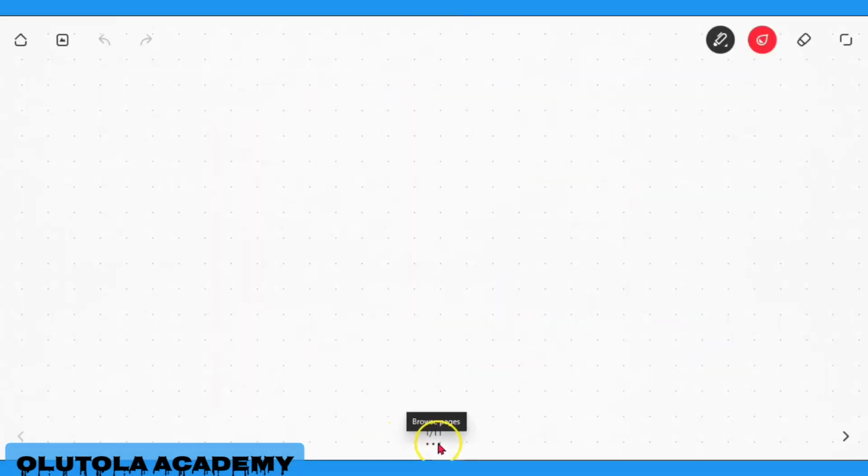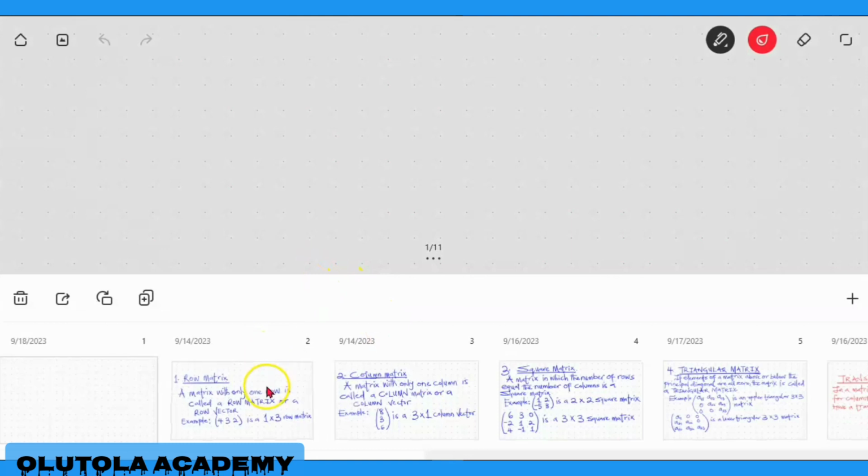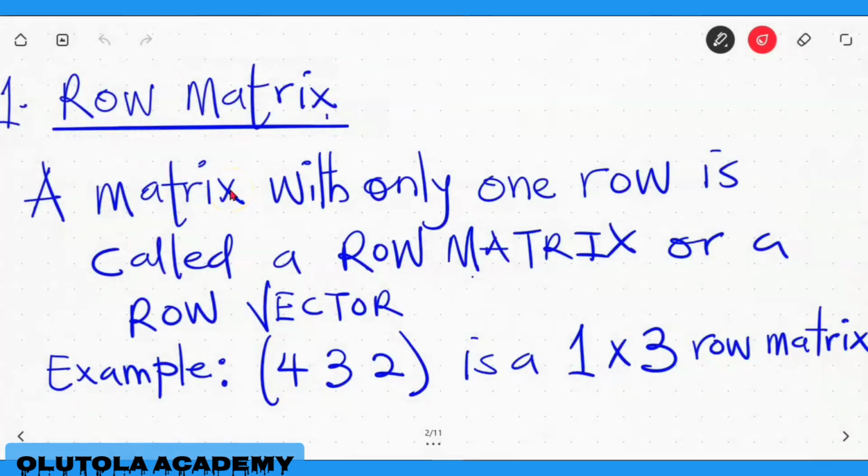Straight up, let's go to the first type of matrix, which is the row matrix. A matrix with only one row is a row matrix or a row vector, as in this example where we have 4 3 2. 4 3 2 is a 1 by 3 row matrix.